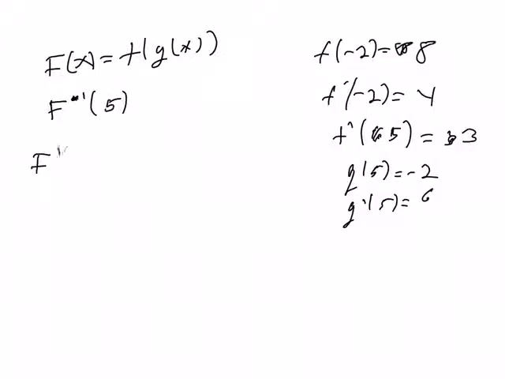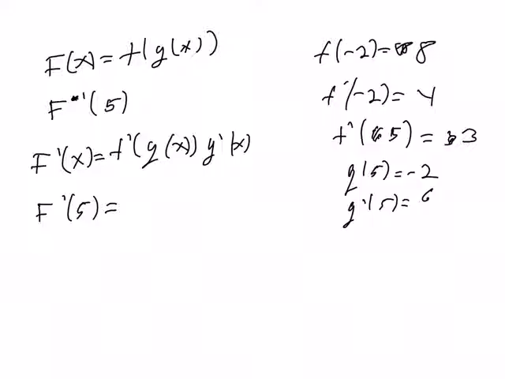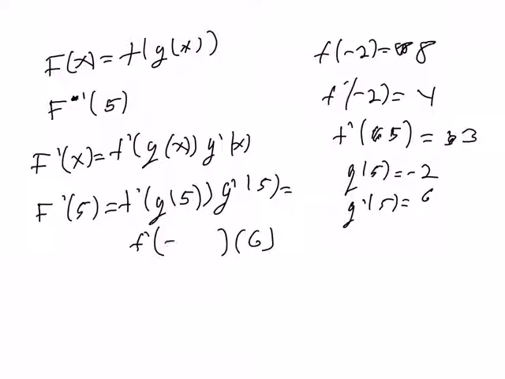Well, f prime of x is going to be little f prime of g of x times g prime of x. So f prime of 5 is going to be f prime of g of 5 times g prime of 5, so this becomes 6 times, and g of 5, so this becomes f prime of negative 2. F prime of negative 2 is 4, so we get 4 times 6. So that's the solution.